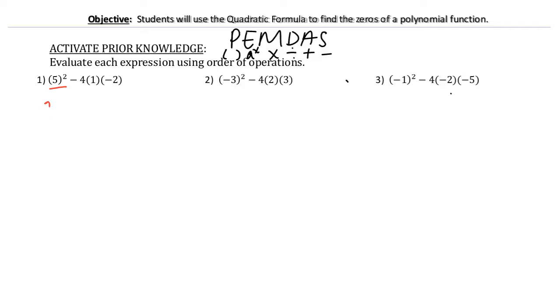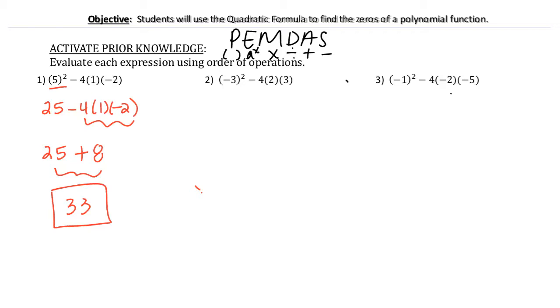If I look at the first example, I see I have exponents here. So 5 squared gives me 25. And then I have that minus 4 times 1 times negative 2. I did the exponents first, and then I need to do multiplication and division. So I'm going to do this part here. Negative 4 times 1 gives you negative 4, and negative 4 times negative 2 gives us a positive 8. The last thing I do is addition. So 25 plus 8 is going to give us 33. So for my final answer, I get 33. Okay? So I want you guys to go ahead and try number 2 and number 3.